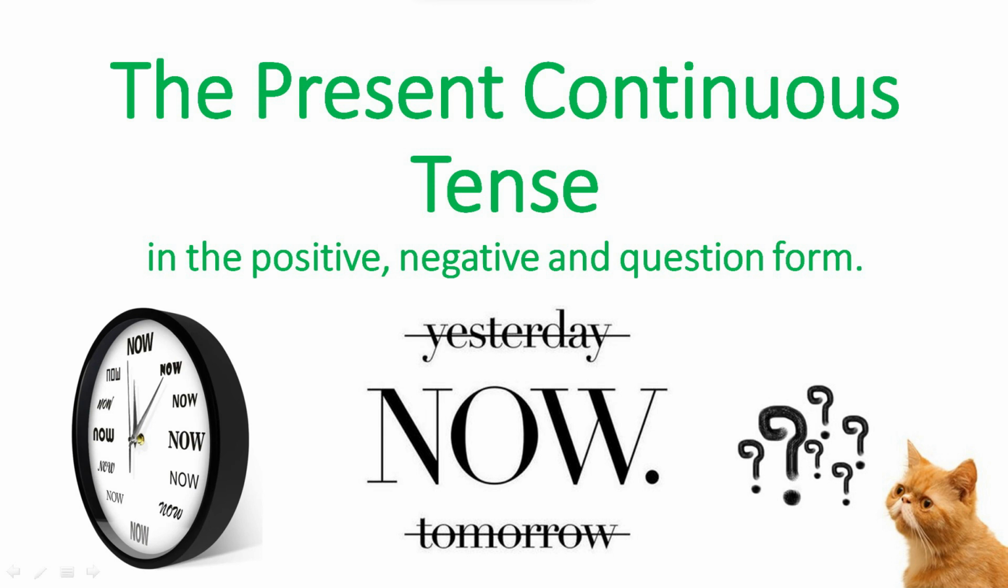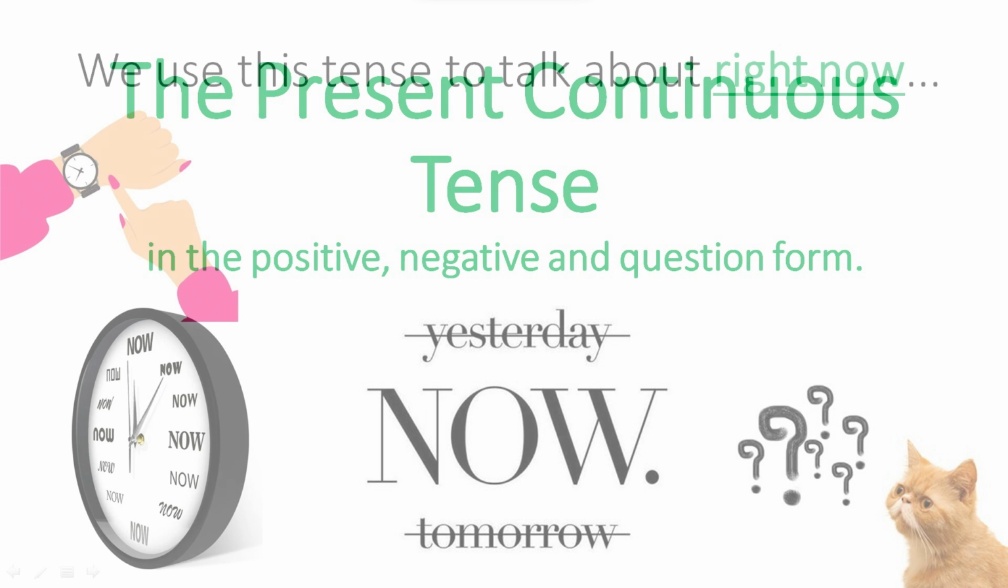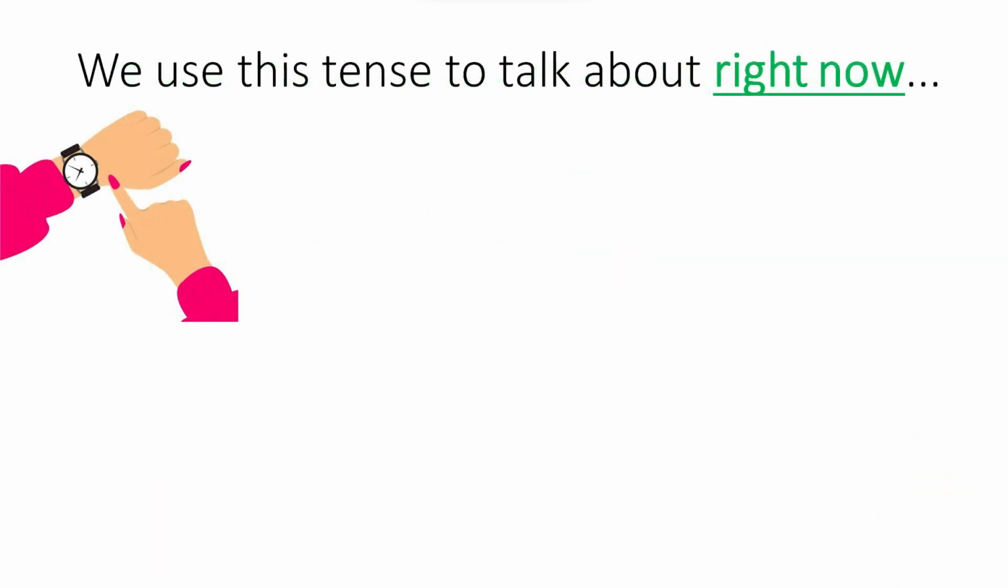Today we are going to talk about the present continuous tense in the positive, negative and question form. This video is perfect for Entry 1 ESOL learners and above. In English, we use the present continuous tense to talk about things that are happening right now.